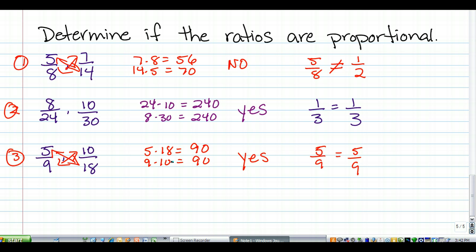Okay, so that's the lesson on ratios and proportions. We will work on this more in class tomorrow. Bring your questions if you have any. See you later. Bye.